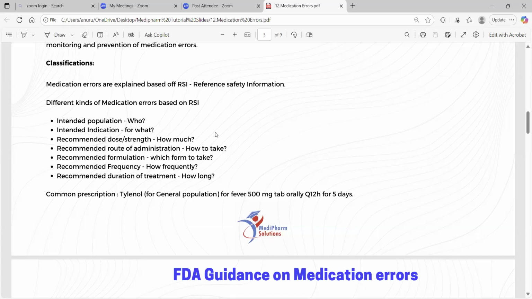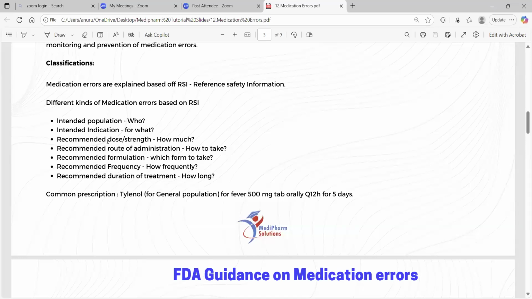If any population or any person who is taking this metformin for weight loss, which is not the indication, that could be a medication error, and that is the intended indication for what it is used. And if you are not taking it for the indication it is used, that can also become a medication error. Any kind of recommended dose, strength, for an example, common prescription, Tylenol. Tylenol for fever, 500 mg tablet orally every 12 hours for 5 days. So this is how it is prescribed.